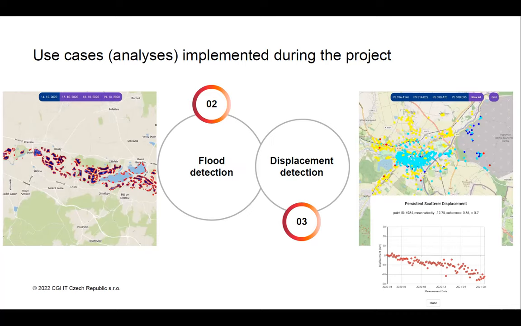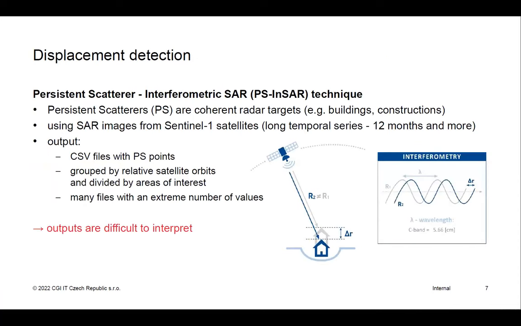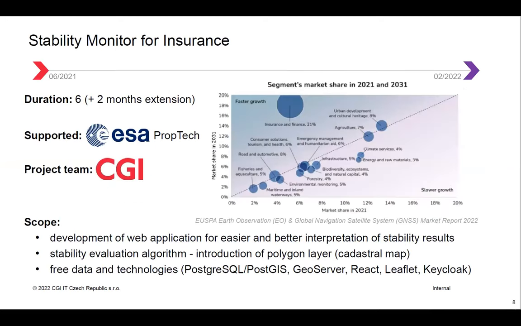So these data are sometimes really hard to interpret for users who are not involved in geospatial data processing, or who are not typically used to evaluating Earth observation analysis. So for that reason, I will skip this slide because it introduces the technique for displacement detection, but it was mentioned a few minutes ago. So for that reason, we decided, because it was not possible in the original project, to use extra money from different funds to build a special web application, which is using the results from displacement detection for the insurance sector.